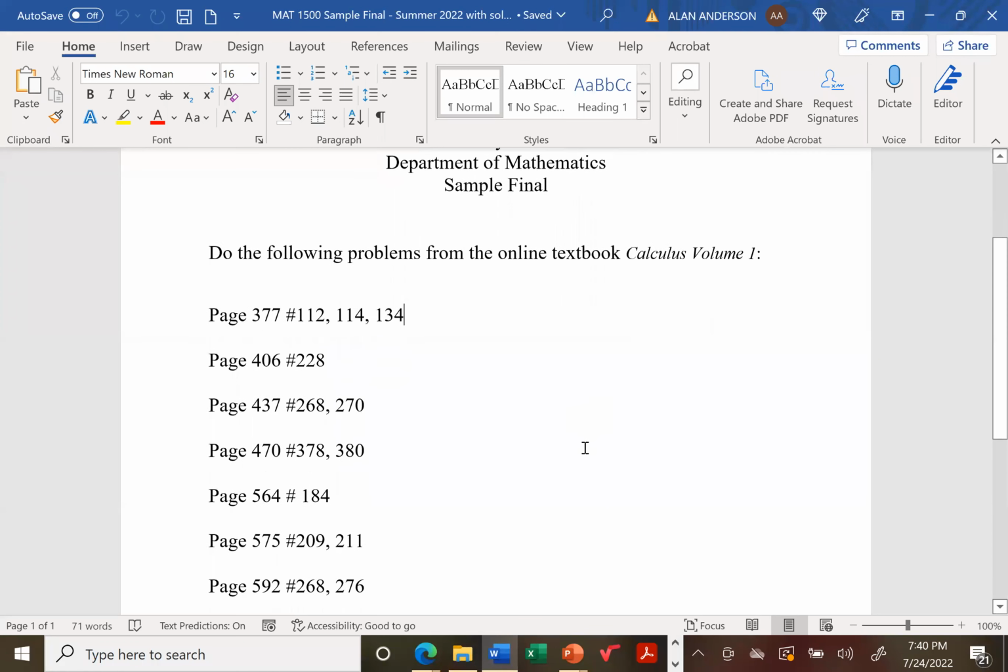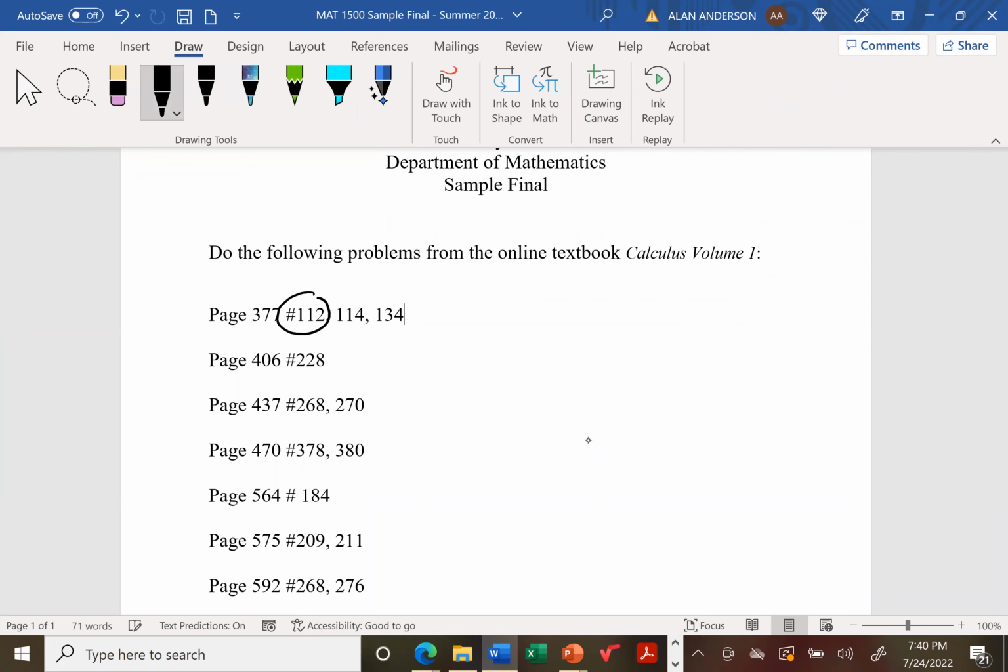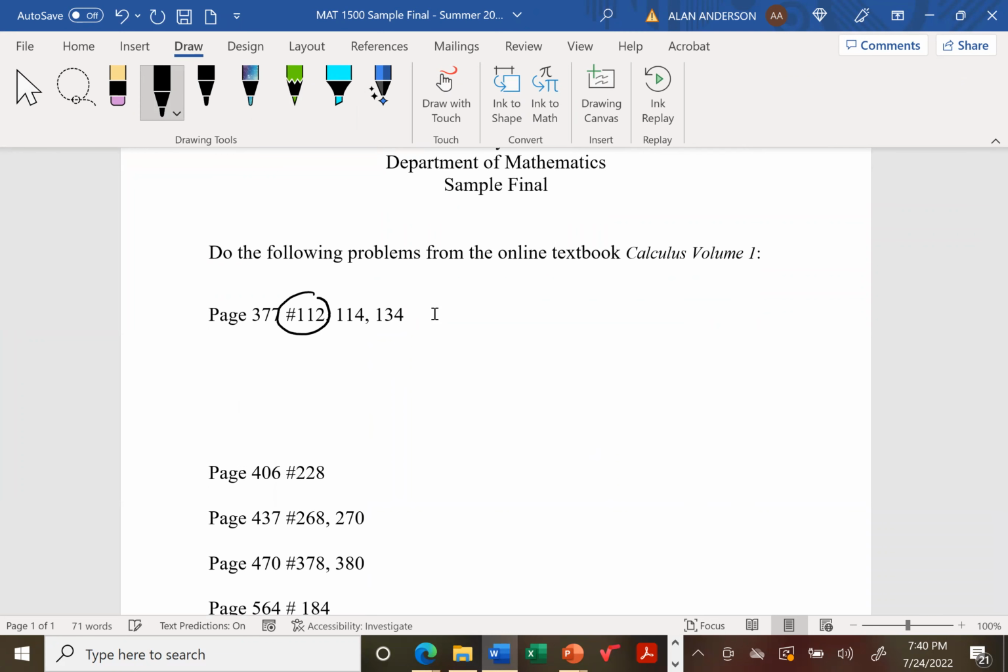And so the first one, right off the bat, number 112, we're going to pull the plug on that one because it's a trick question, basically. But anyway, number 114, what's going on with that?